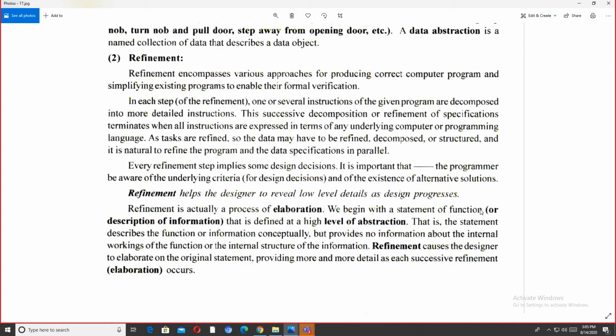Then we further begin with the statement of function or description of information that is defined on a higher level of abstraction. See, if you are going to read all these books, you will come to know that many of the things are taken for granted. So, in that case, always take reference from a teacher or a dictionary.